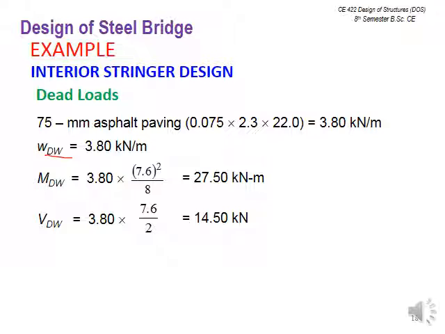Now for the bearing surface, we again have 75 millimeter asphalt paving. For that you can input the density 22, and it comes out to be 3.80, the same as we calculated earlier in example 9.1. So you can get your MDW and VDW, the moment and shear.